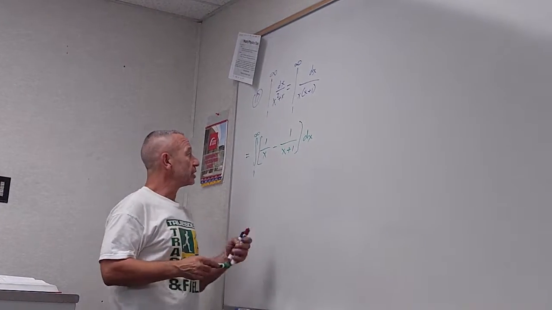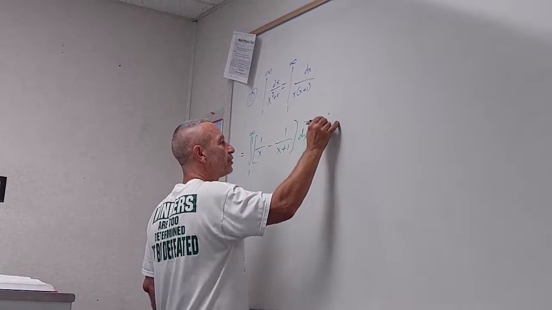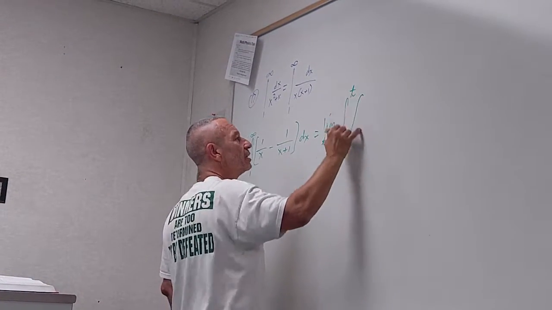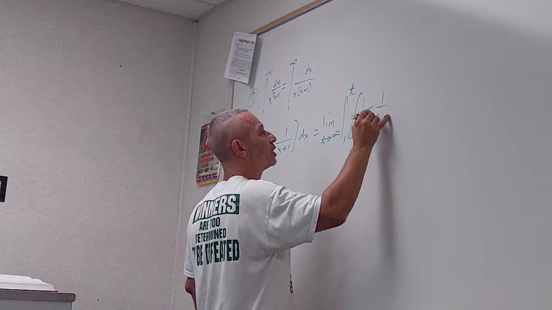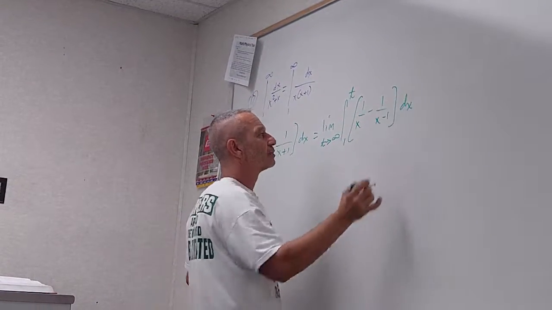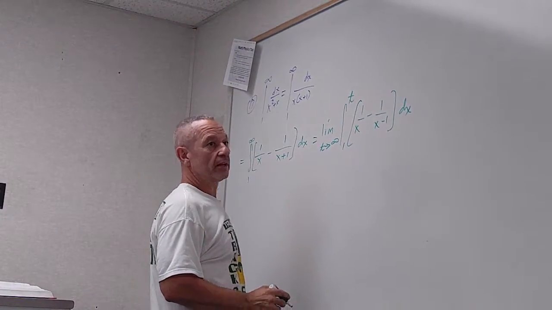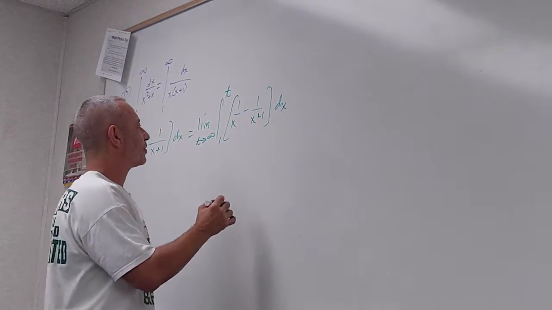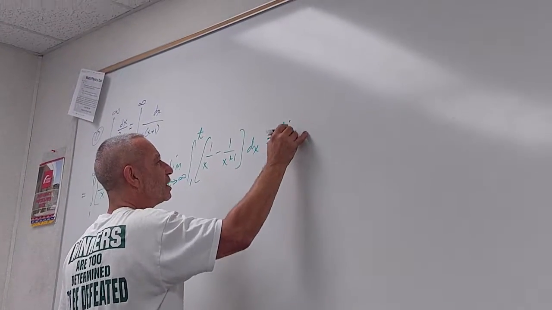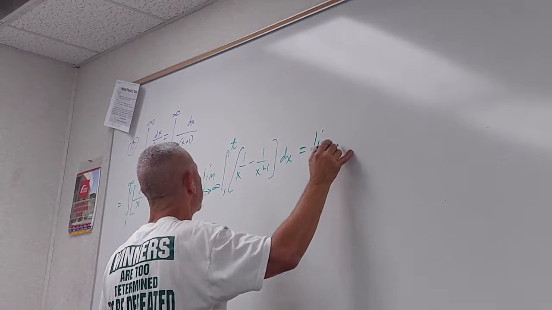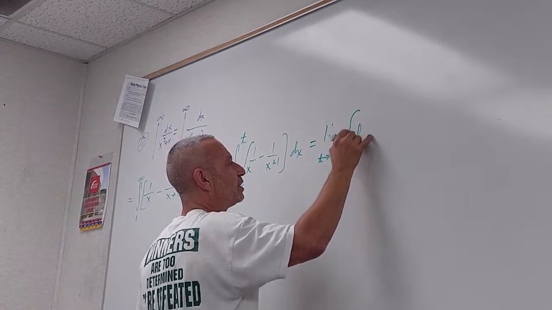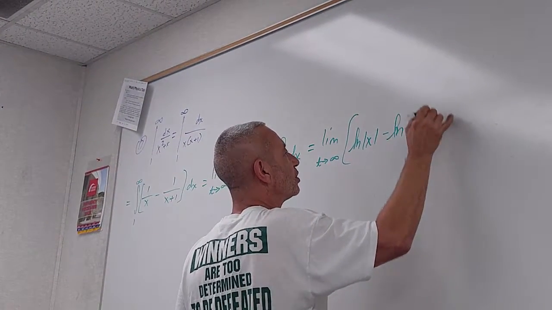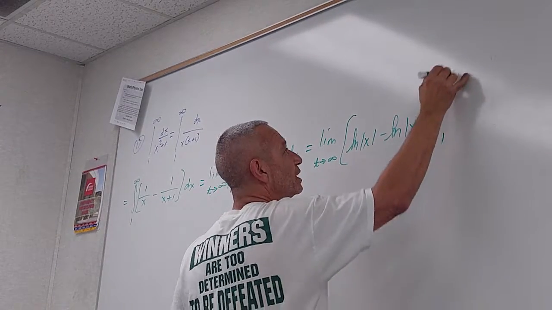So this is equal to the limit as t approaches infinity, integral from 1 to t of 1 over x minus 1 over x plus 1 dx. And that's what I have. Can't you see that from where you are? This is equal to the limit as t approaches infinity of ln absolute value x minus ln absolute value x plus 1, evaluated from 1 to t.